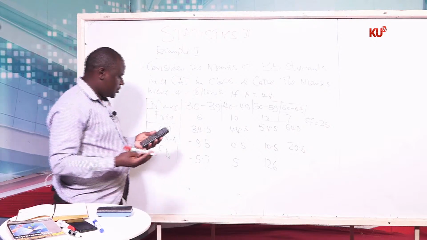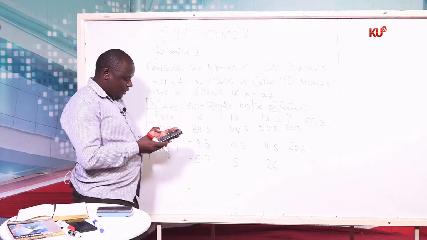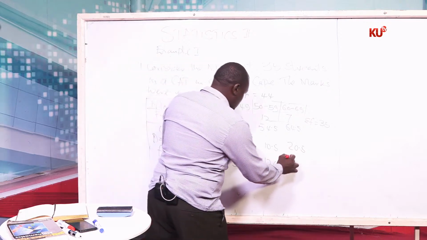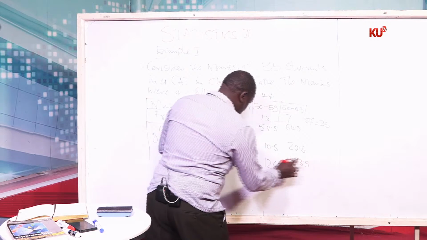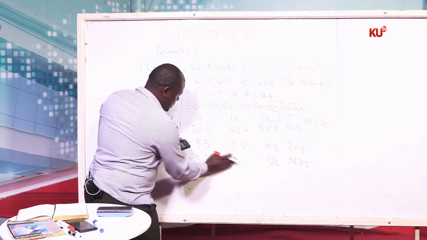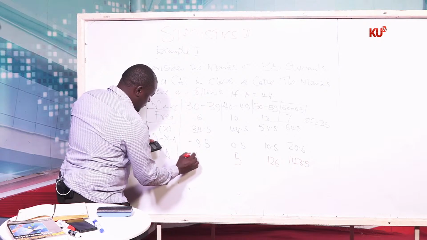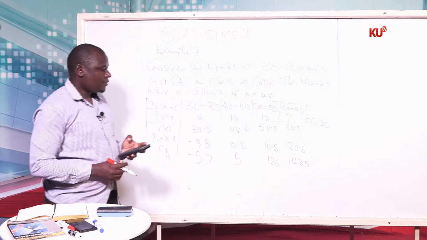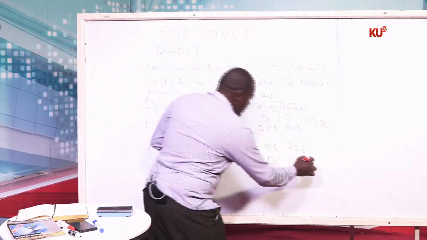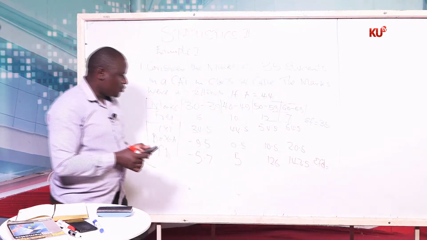Let me change the font. You have 7 times 20.5. Students, I know you are following. You get 143.5. This value is 126. If you allow me to rewrite it, this value is 5. And this first value is negative 57. Now, having these values, we can calculate the sum of FD, summation of FD. And we are just going to add them straight on.